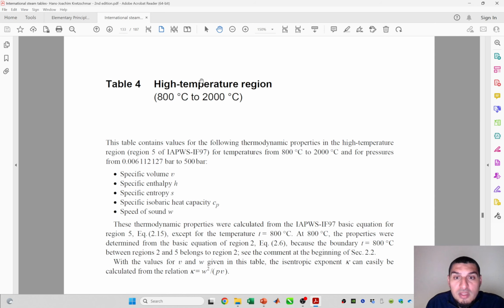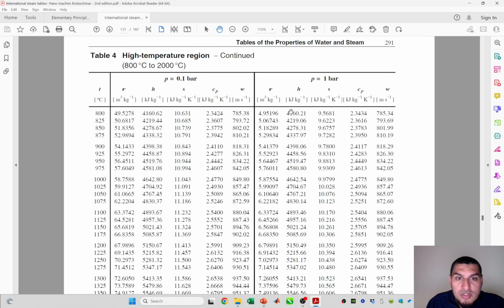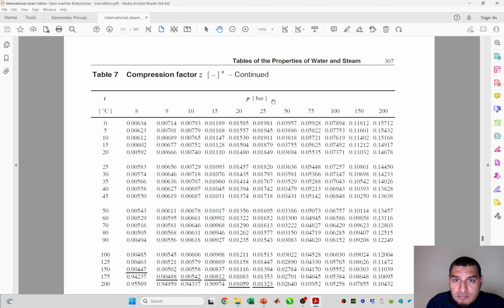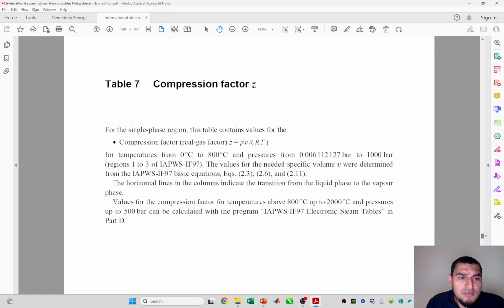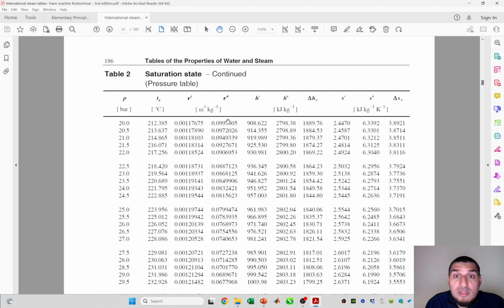Then we have the high temperature region, which is more than this. It can go up to 2000 degrees. So this is the temperature, the pressures, and all the information. So there are a lot of tables. And then we have different tables. I don't want to go into a lot of details. This is the table for the saturation. This is the pressure, and this is the saturation temperature, and these are the information.